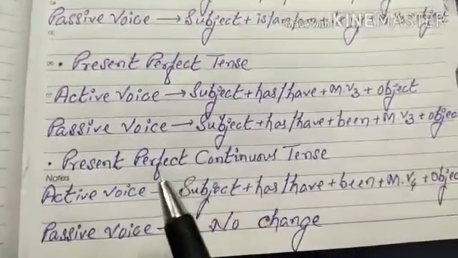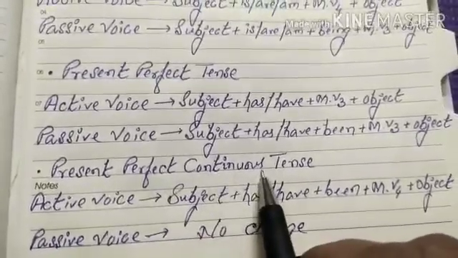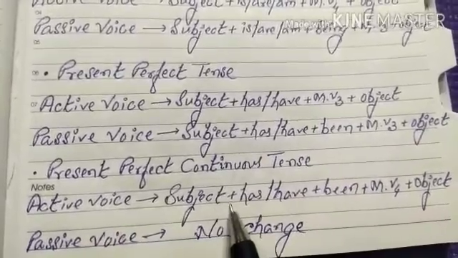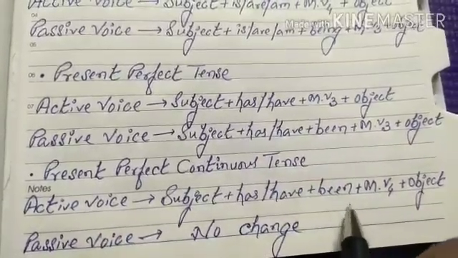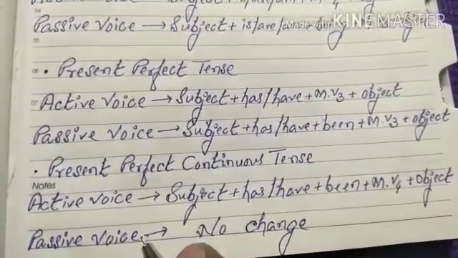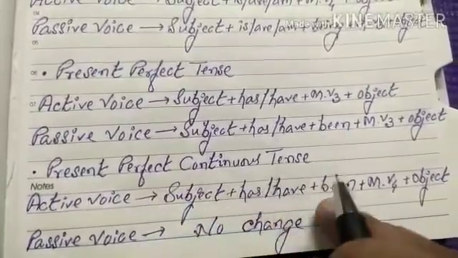If we talk about the very last form of present tense, which is present perfect continuous tense, the structure in active voice is subject plus has or have plus been plus main verb in V4 plus object. But in passive voice, the structure of present perfect tense will not change.